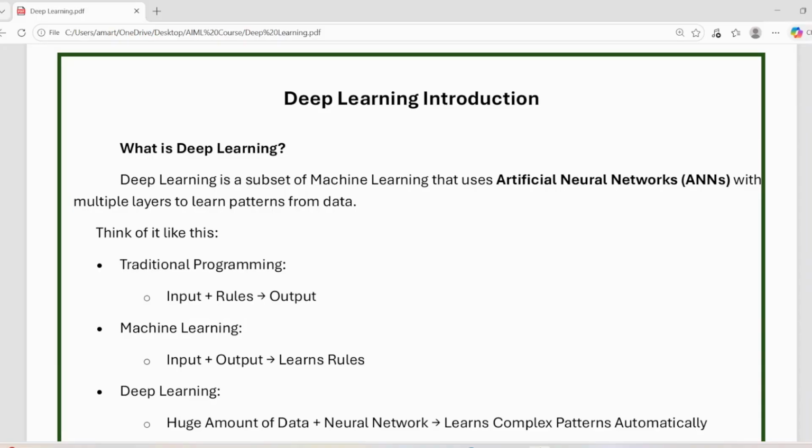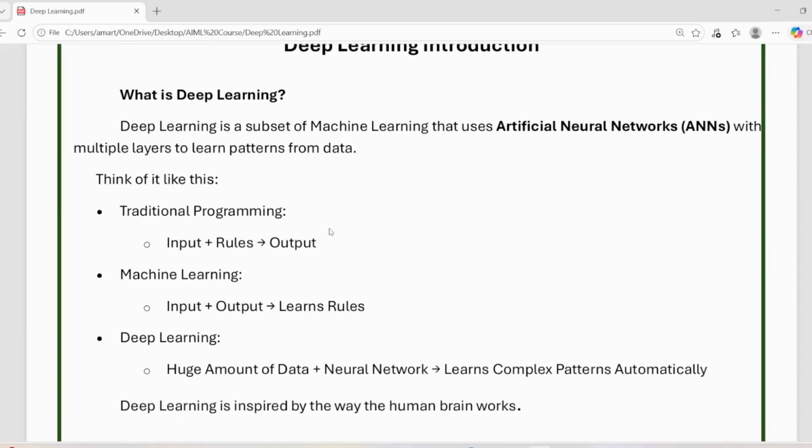Think about it. Deep learning is a subset of machine learning. Machine learning is a subset of AI, and deep learning is a subset of machine learning, which uses artificial neural networks. Remember that artificial neural networks, ANNs, with multiple layers to learn patterns from the data.